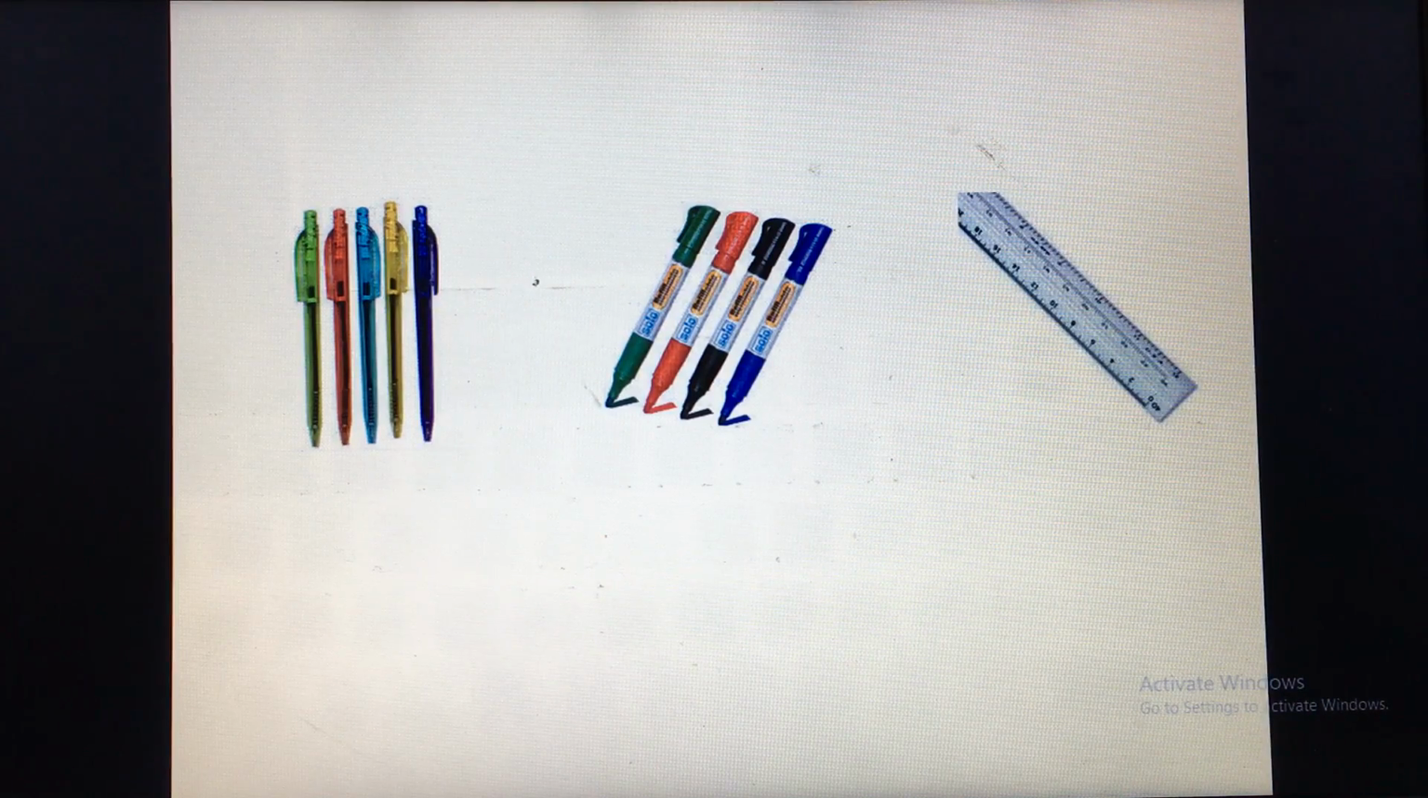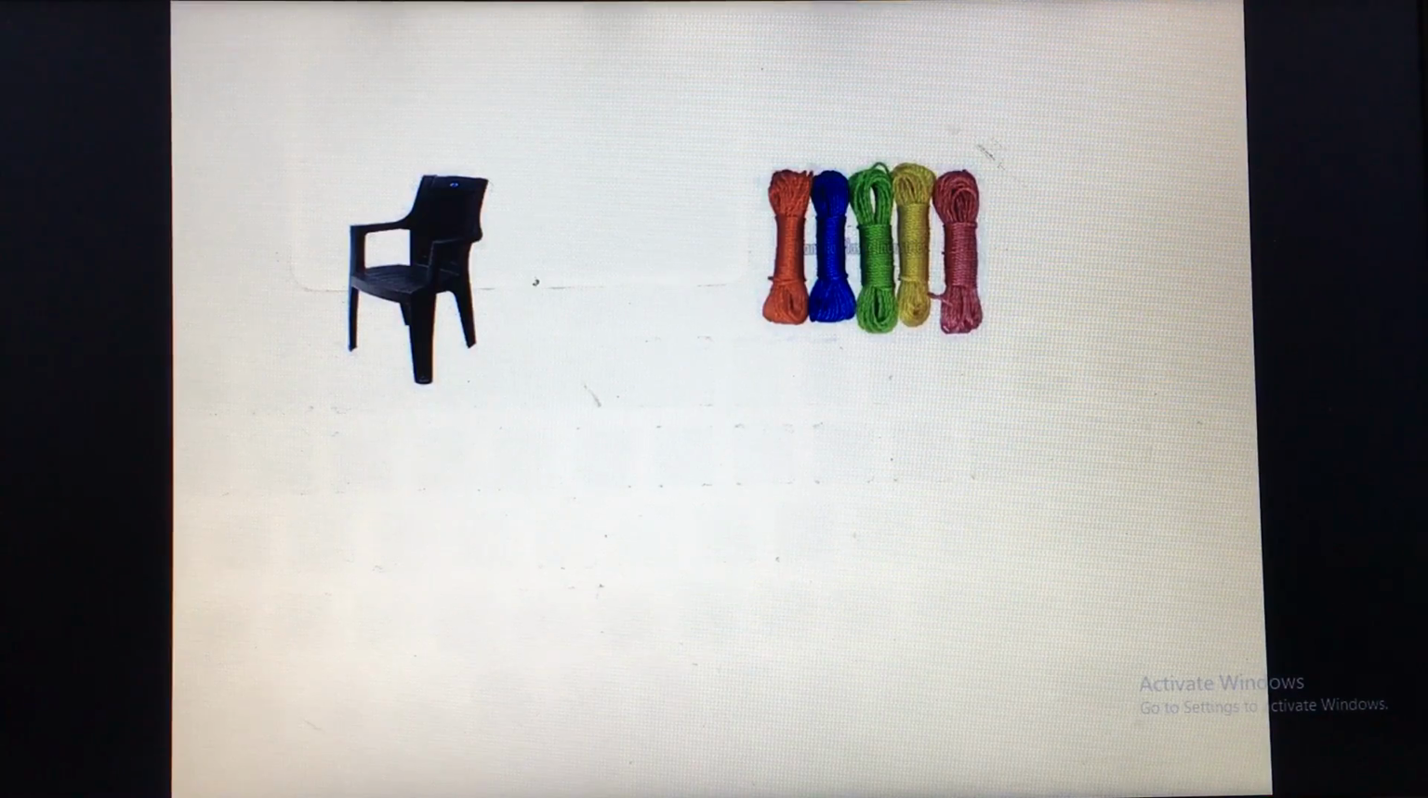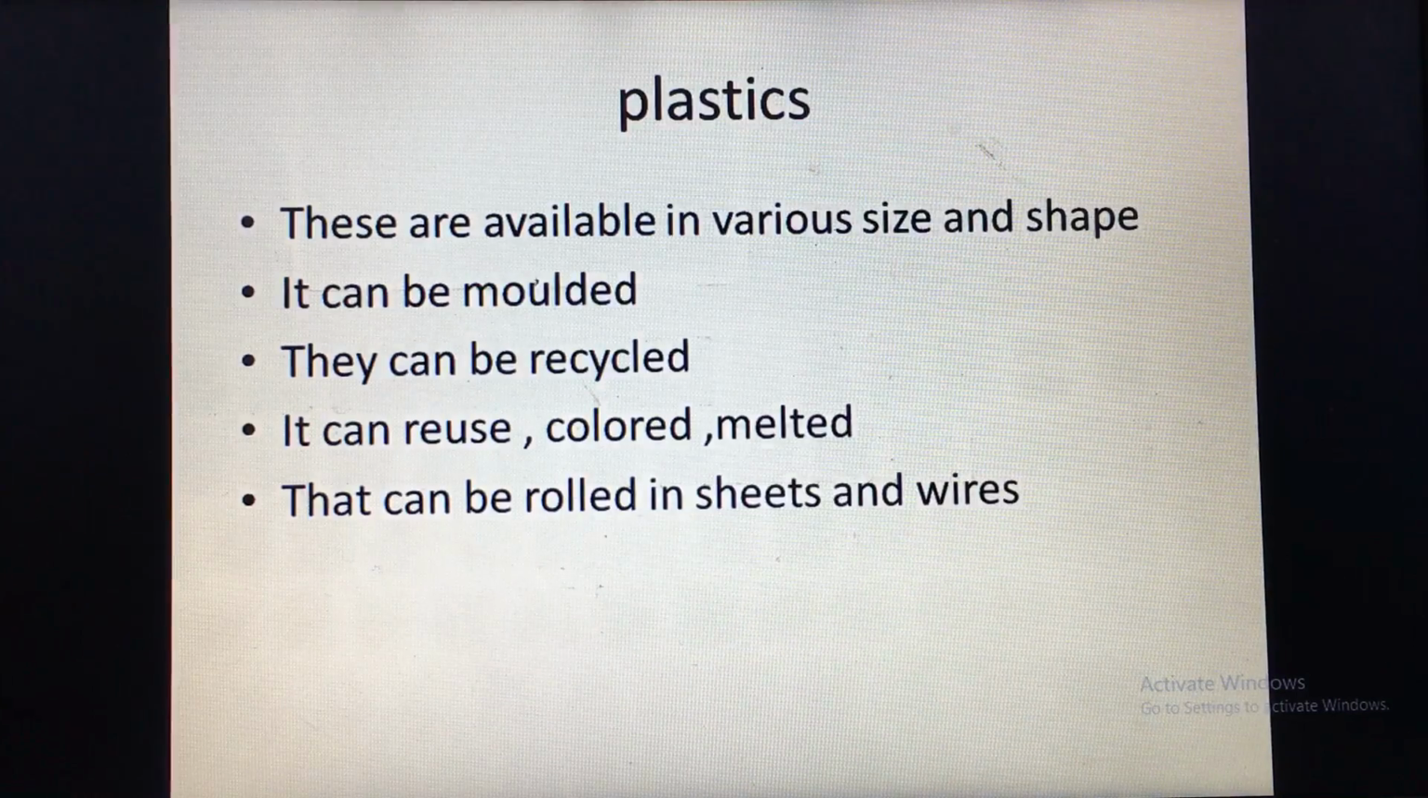The chair which you sit on or the ropes that you use, all of these are derived from plastic. These are available in various sizes and shapes, or can be molded into the required shape, and then they can be recycled. I can melt and reuse this, I can color it, I can melt it and roll it into sheets or wires. Now these are the properties of plastics.